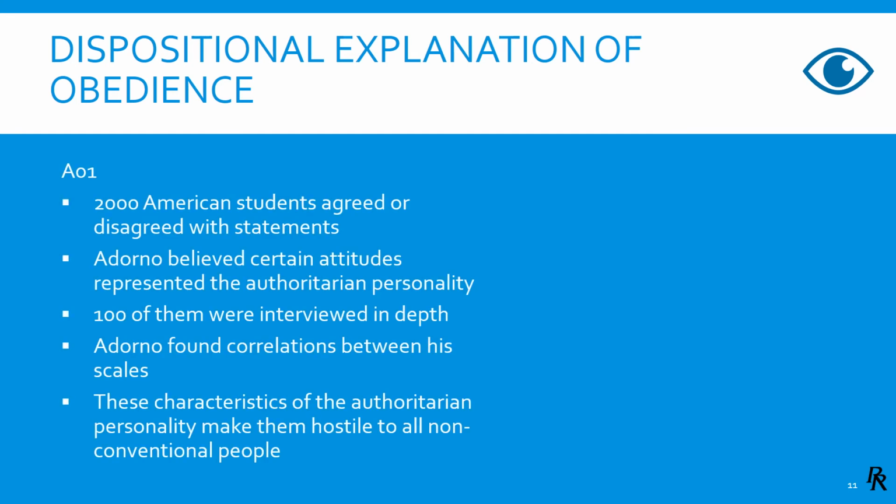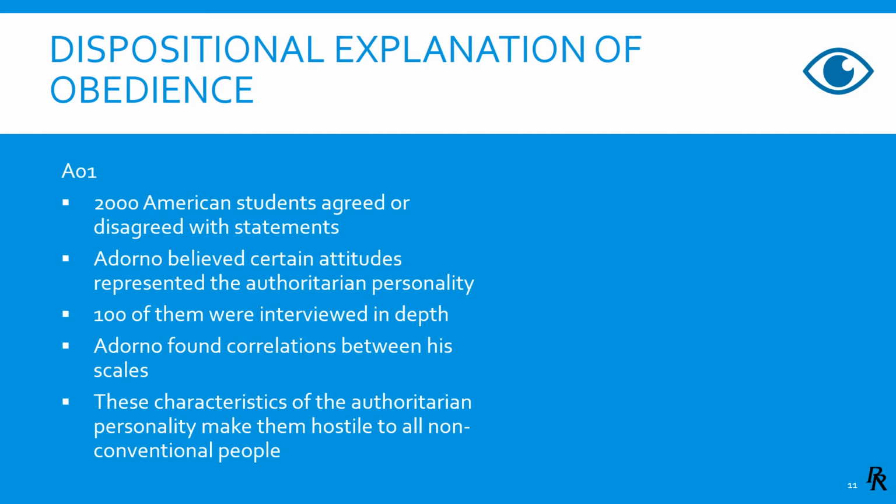Starting with AO1. Adorno's aim was to investigate the authoritarian personality. He had a sample of 2,000 American participants who agreed or disagreed with statements so that researchers could determine their attitudes towards religious and ethnic minorities, their views on politics and economics, and their moral values. Adorno believed that certain attitudes represented the authoritarian personality.